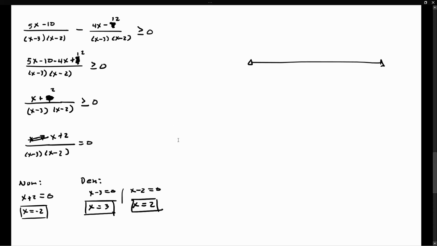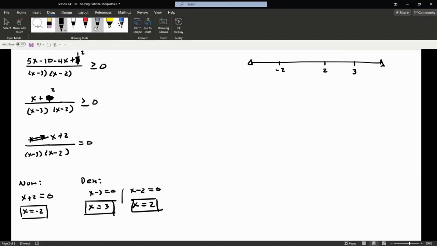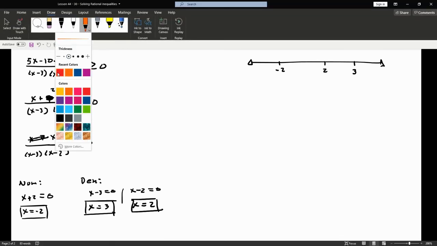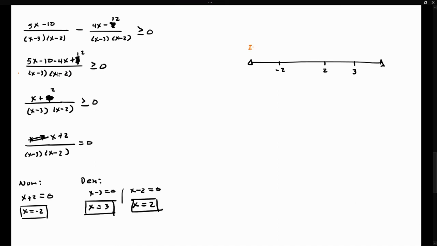Nothing changes. So now that we have this, let's plot them on my number line. I'm going to say that negative 2 is about here, positive 2 is about here, and 3 is about here. So notice that by plotting them, I have created 4 different intervals. So let me label them. Let's call this interval I1, this interval I2, this interval I3, and this interval I4.